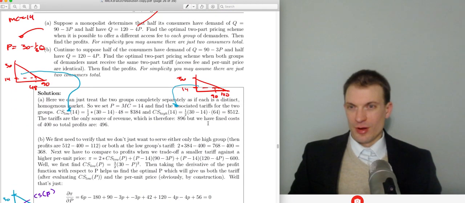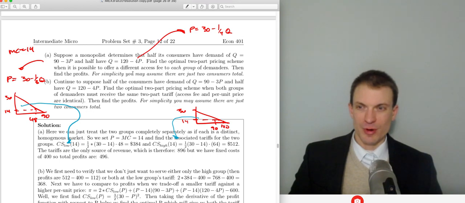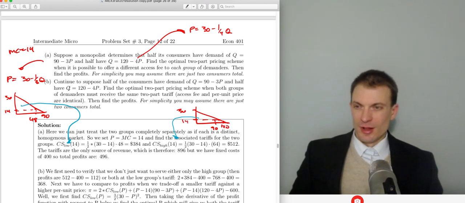And then we said, suppose the monopolist determines half its customers have demand of Q equals 90 minus 3p, half have Q equals 120 minus 4p. Find the optimal 2-part pricing when it's possible to offer a different access fee to each group of demanders. Oh, this is where I'm able to separate them. I'm going to do individual pricing for these 2 groups. Continue to suppose half have this demand, half have that demand. Find the optimal 2-part pricing scheme when both groups have to receive the same 2-part tariff.